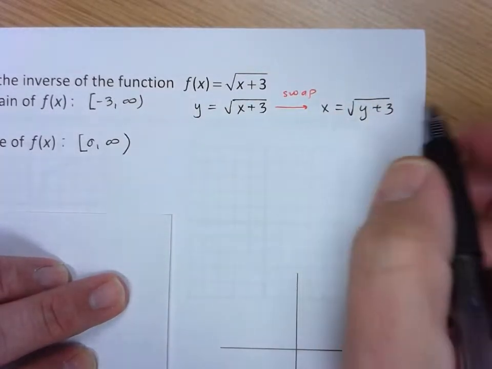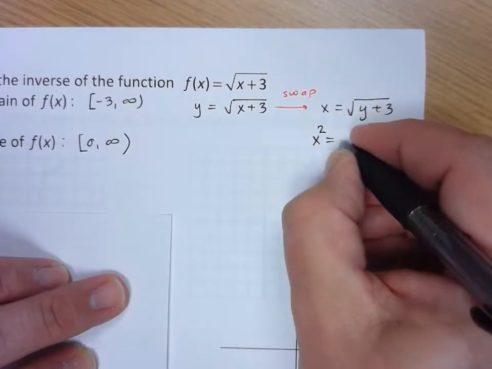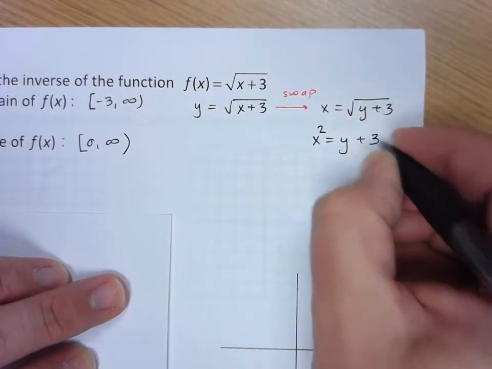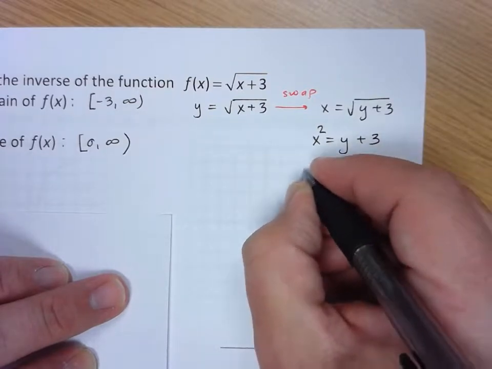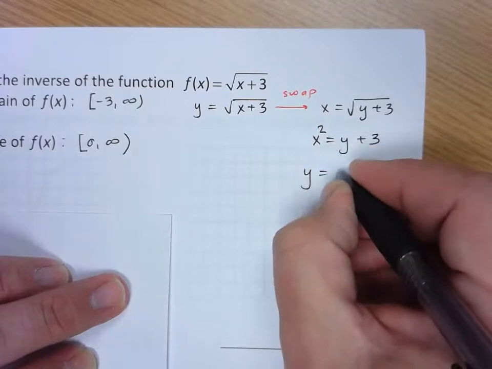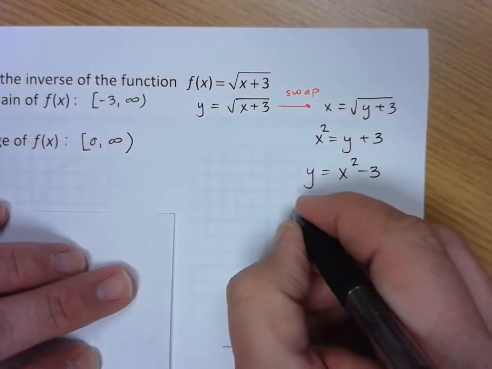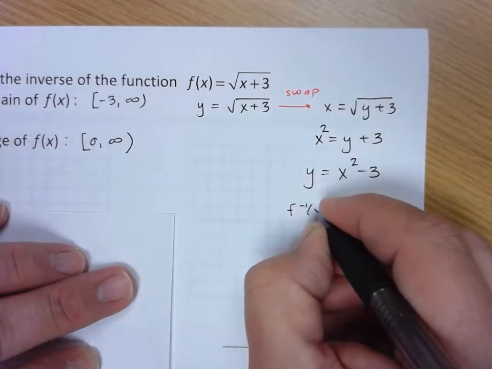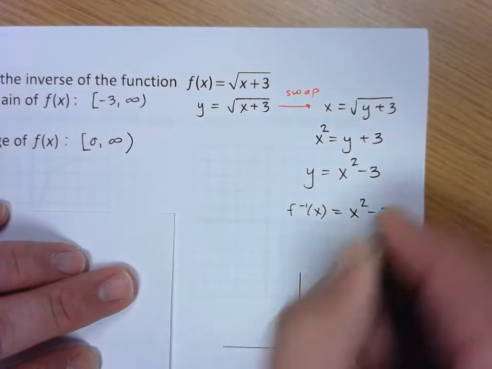I need to square both sides to get rid of the radical, the square root radical. So x squared equals y plus 3, and then subtract 3 from both sides. So when I finally solve this for y, I subtract the 3, I get y equals x squared minus 3, and this technically is the inverse function's formula. f inverse is x squared minus 3, but here's my question.